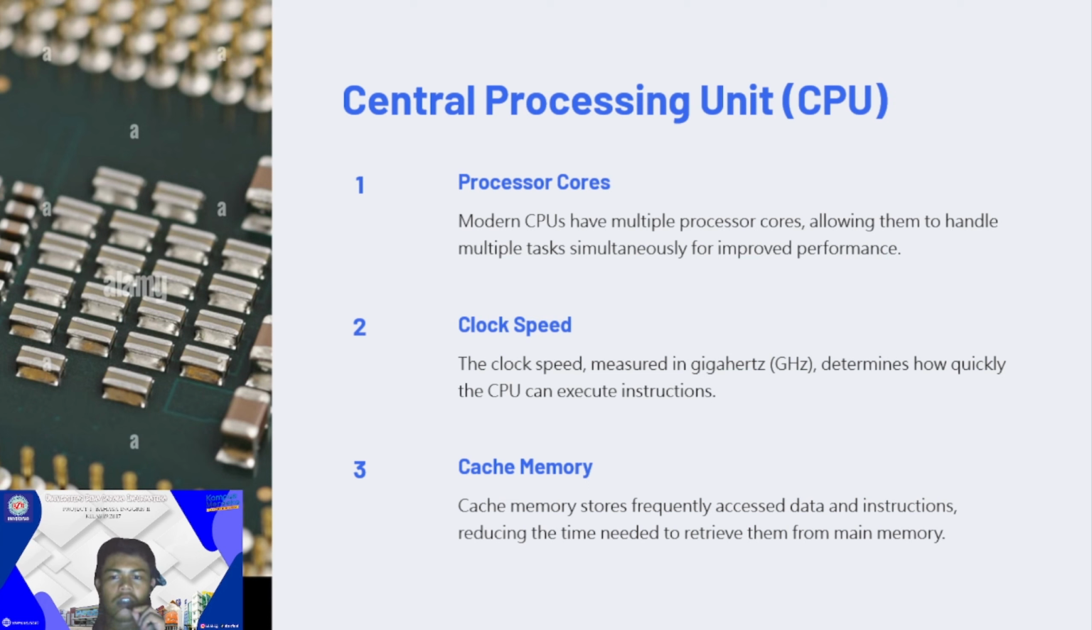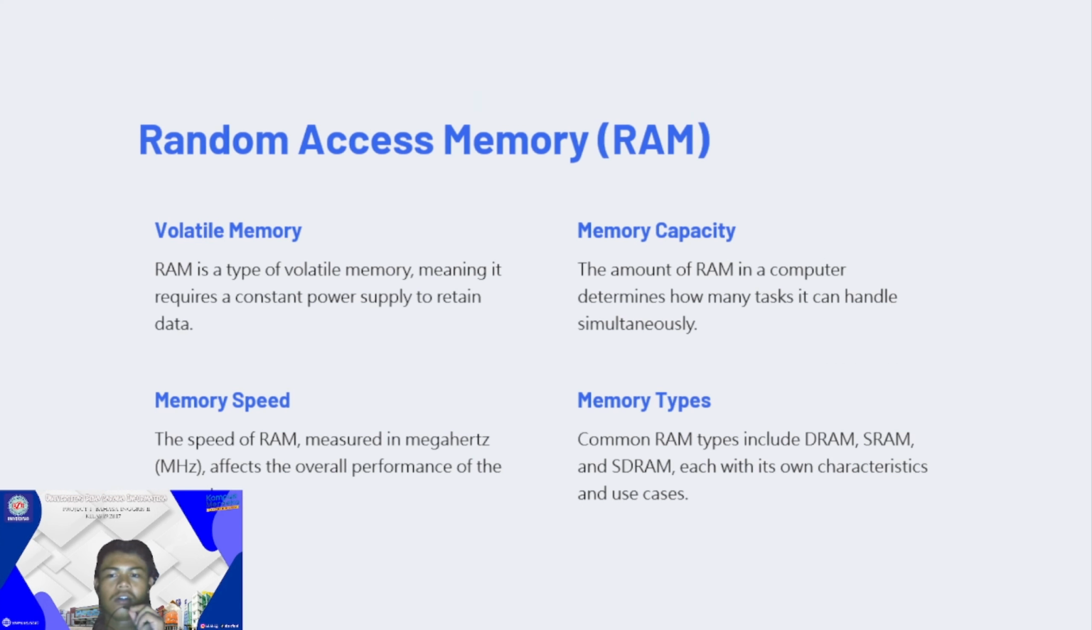Let's move on to the next part, which is RAM, random access memory. There are four explanations. Namely, volatile memory. RAM is a type of volatile memory, meaning it requires a constant power supply to retain data. Then memory capacity: the amount of RAM in a computer determines how many tasks it can handle simultaneously.